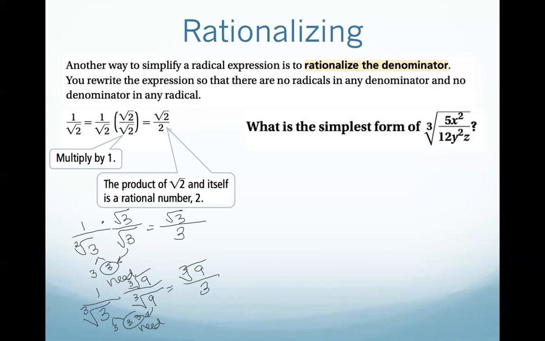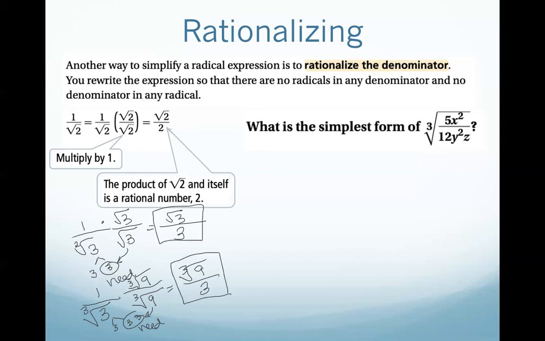Now it feels like we should be able to simplify that because we see a 9 in the numerator and a 3 in the denominator, but keep in mind that 9 is inside of a radical. So that is not a 9, it's a cube root of 9. So that would be our rationalized cube root.